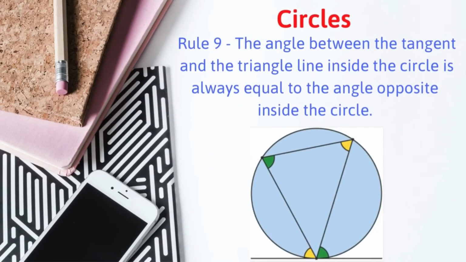And then last but not least, Rule 9. The angle between the tangent and the triangle line inside the circle is always equal to the angle opposite inside the circle. These are rules that unfortunately you just need to spend the time learning, but once you know them, it'll make circle questions really easy because you'll be able to spot exactly what's happening in the diagrams.